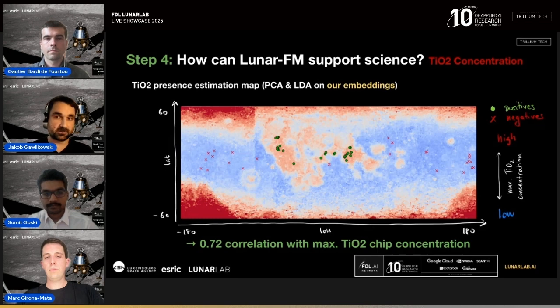Here, in this example, 25 positive and 25 negative samples result in more than plus 0.7 correlation with the maximum TiO2 chip concentration. So to summarize this, from only these few examples and very basic analysis tools, we actually derived a reasonable static map for potential resources. And with this, I hand over to my colleague Sumit.